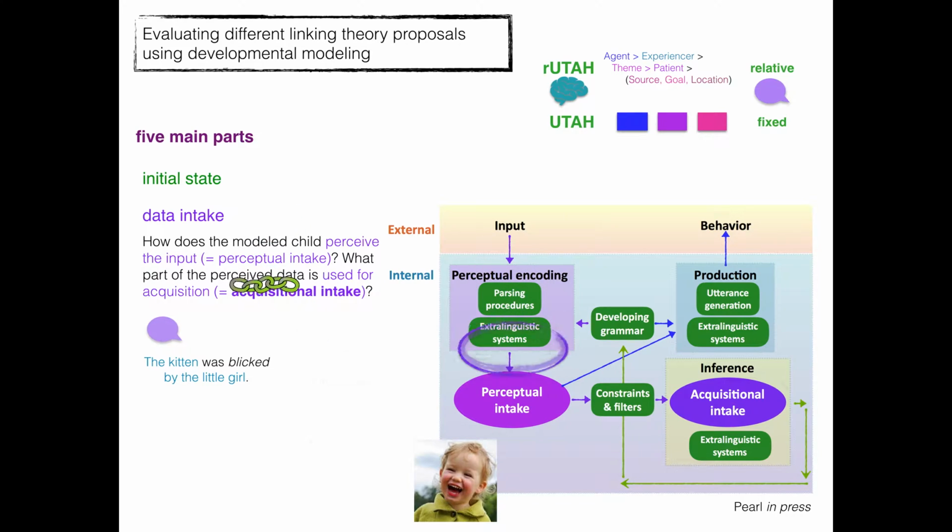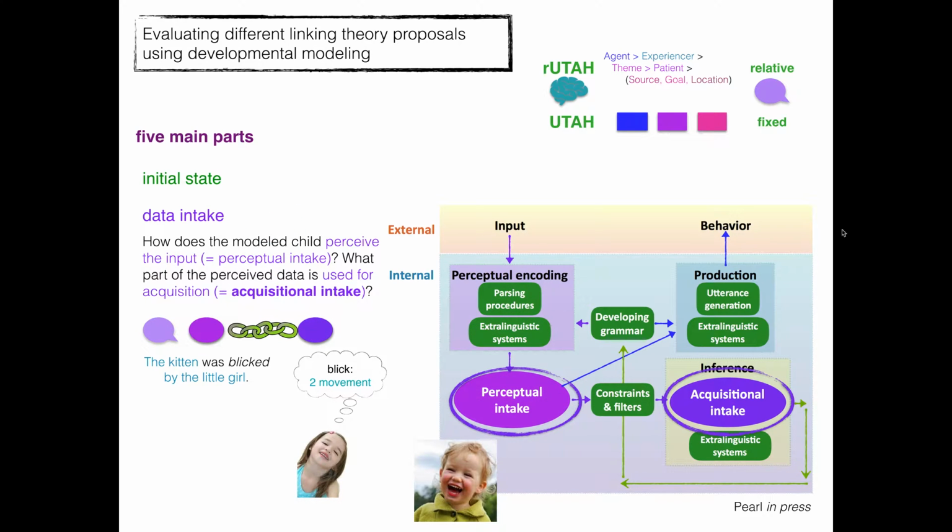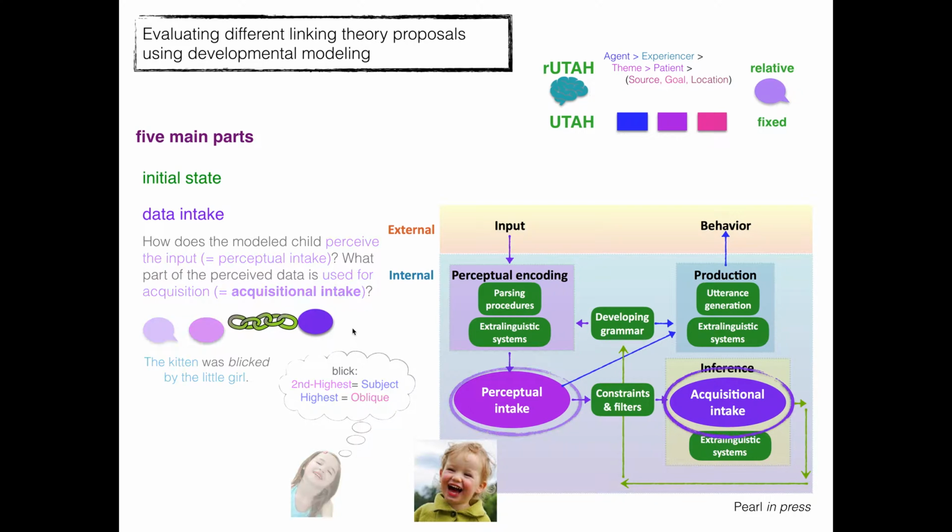The kitten was blicked by a little girl is an example of an input that they might get. And on the basis, say, of the linking theory's assumptions that they hold, they might learn from this, extract from this, that this is an instance of 2 movements. Things are not where they expected them to be twice, or maybe they're encoding more of the details with respect to a fixed representation or with respect to a relative representation, right? So your initial state assumptions are going to affect typically what you're actually learning from in your modeled child, your acquisitional intake.